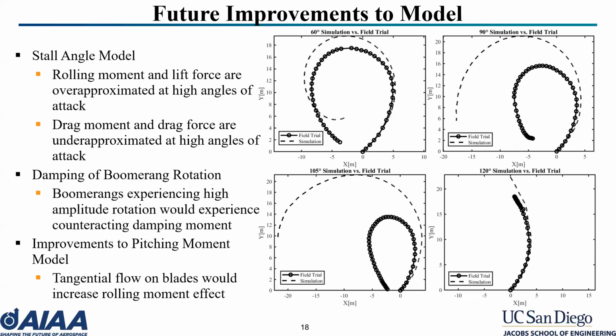Moreover, we believe damping effects to be an important aspect in boomerang flight that is not currently modeled. High amplitude rotations of the boomerang would incur counteracting damping moments. Lastly, we believe the aerodynamic derivation for pitching moment to be insufficient and posit that tangential flow acting on the blades of the boomerang would increase the pitching moment effect.